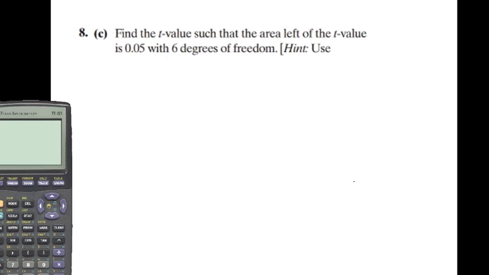So go down to the next one here. All right, so we want to find a t-value such that the area to the left of the t-value is 0.05.